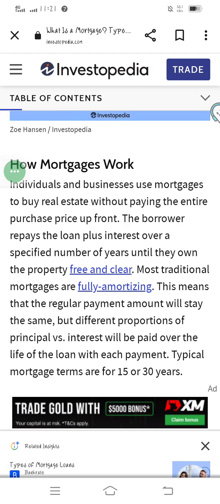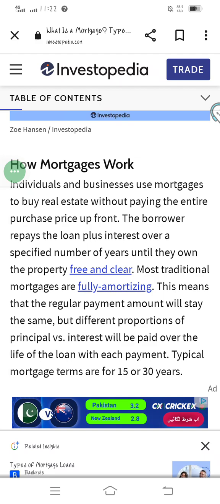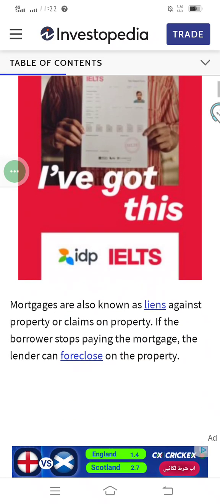How do mortgages work? Individuals and businesses use mortgages to buy real estate without paying the entire purchase price upfront. The borrower repays the loan plus interest over a specified number of years until they own the property free and clear. Most traditional mortgages are fully amortizing. This means that the regular payment amount will stay the same, but different proportions of the principal and interest will be paid over the life of the loan with each payment. Typical mortgage terms are 15 to 30 years.